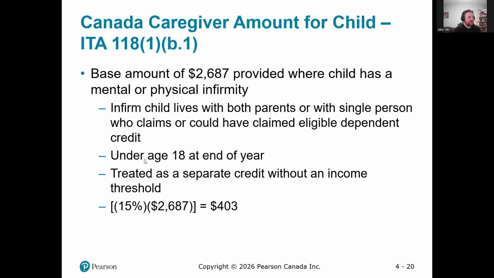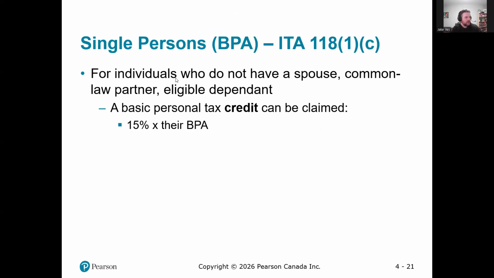Now, the basic child amount is for children under the age of 18, treated as a separate credit without an income threshold. So if I'm caring for my child, they're under 18, we're not going to worry about their income threshold. We just get that 2,687. After our 15% application rate, our tax effect is going to be saving us about $400, 403. For individuals who do not have a spouse or eligible dependent, they get the basic personal amount.